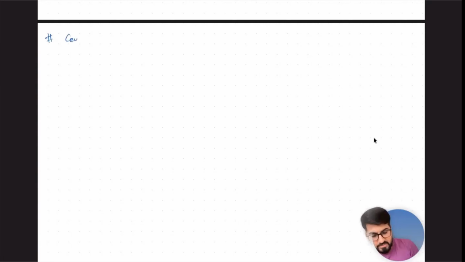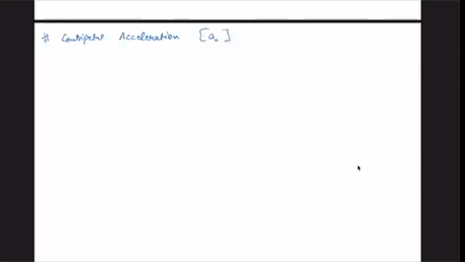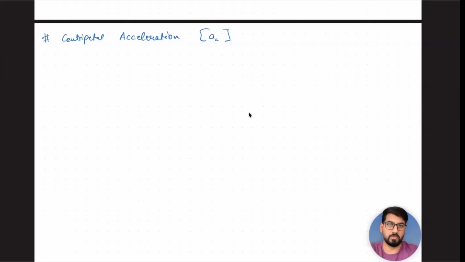What do you mean by centripetal acceleration? In your data booklet, it is simply denoted with A, but I will denote it as AC to specify the centripetal acceleration. What we are discussing is uniform circular motion, right?